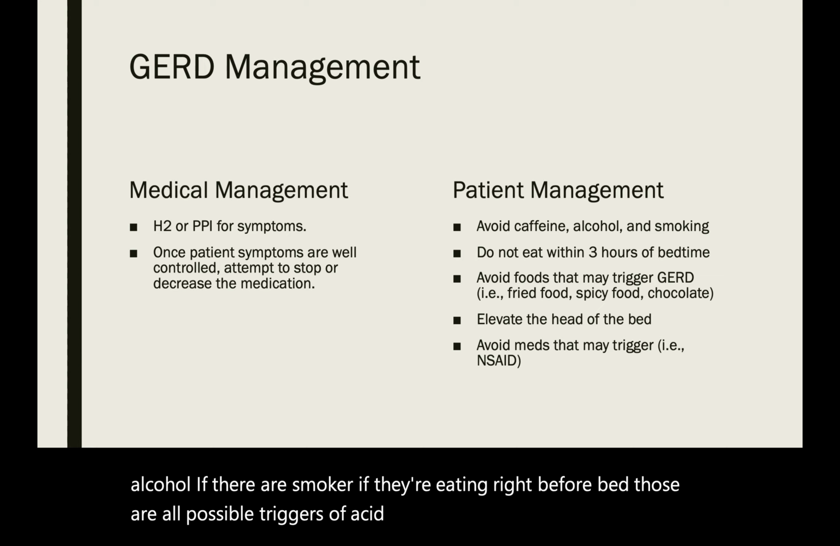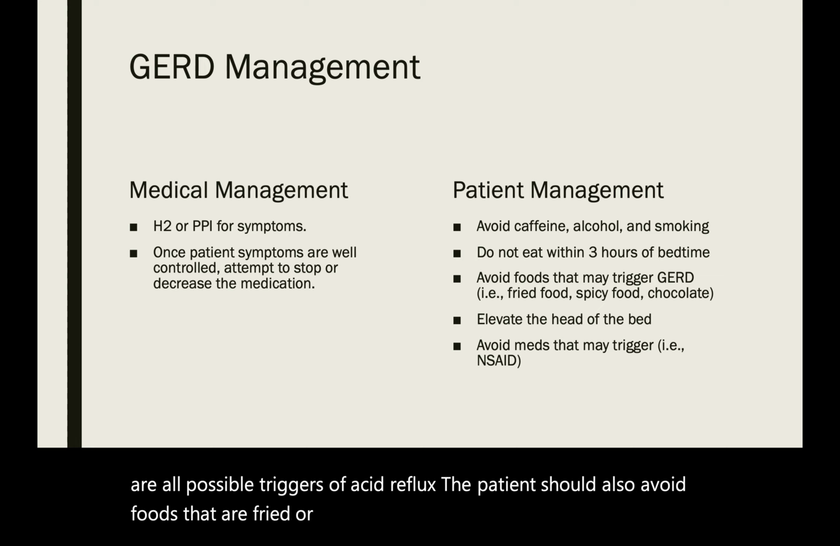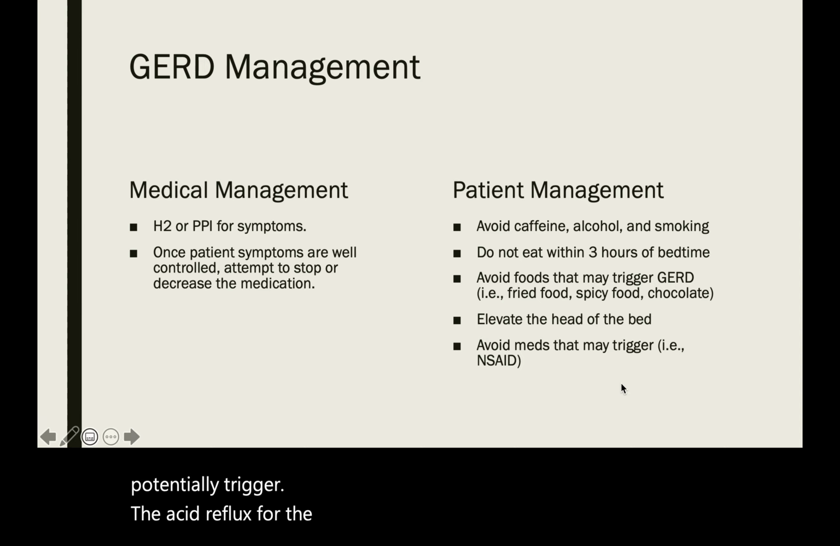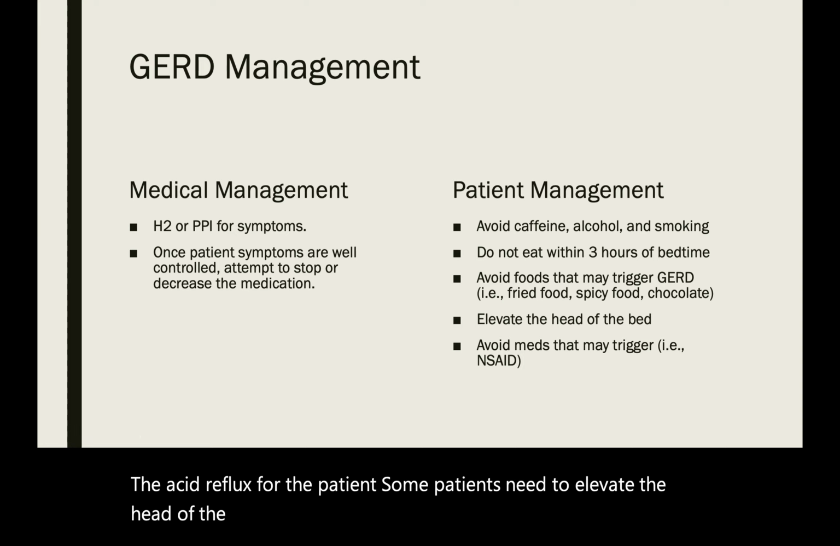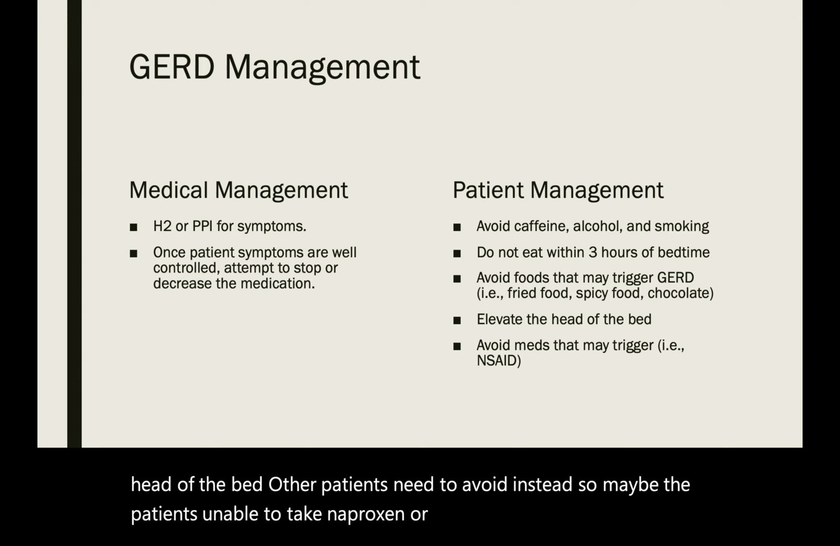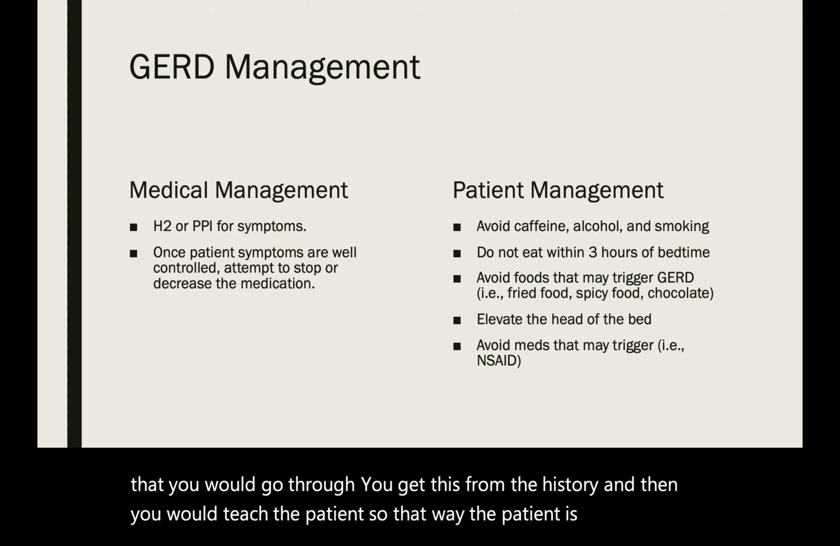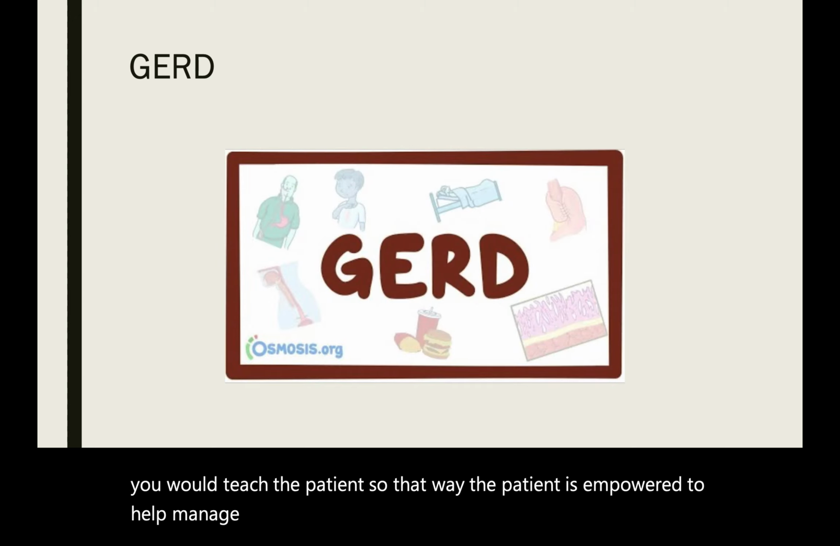The patient should also avoid foods that are fried or spicy or chocolate, things that could potentially trigger the acid reflux for the patient. Some patients need to elevate the head of the bed. Other patients need to avoid NSAIDs. So maybe the patient's unable to take naproxen or ibuprofen. But these are things that you would go through. You get this from the history, and then you would teach the patient so that way the patient is empowered to help manage their condition.